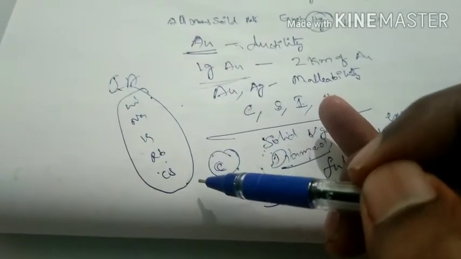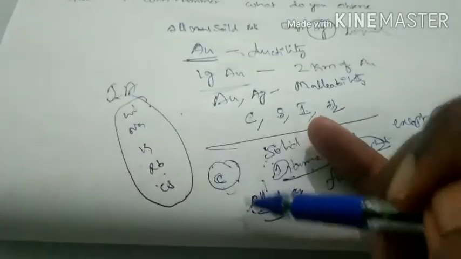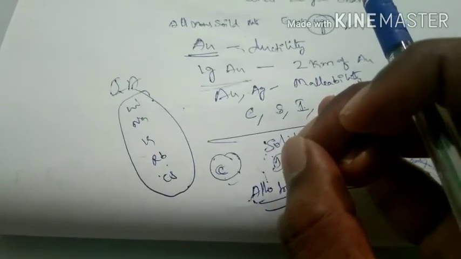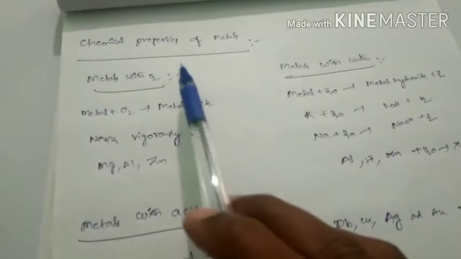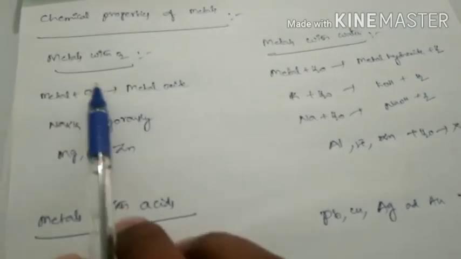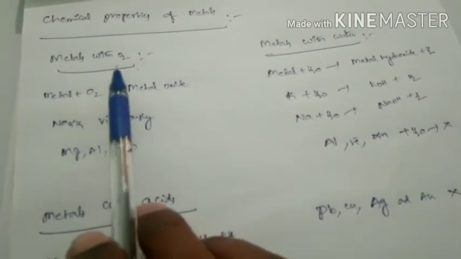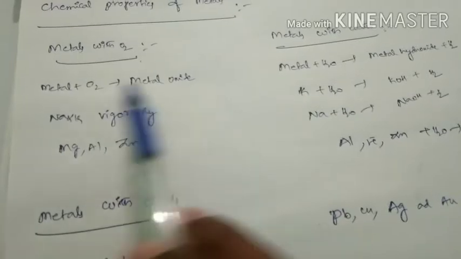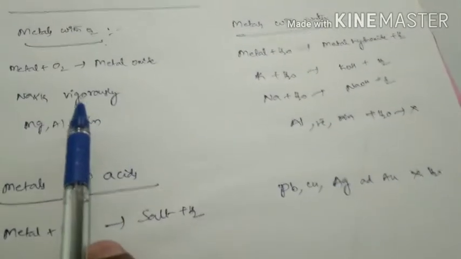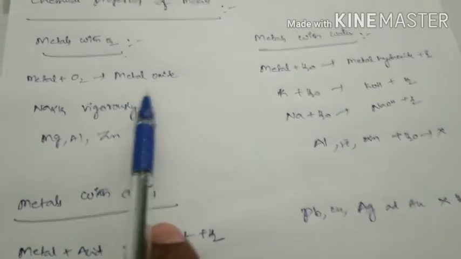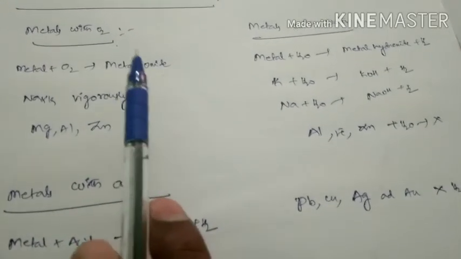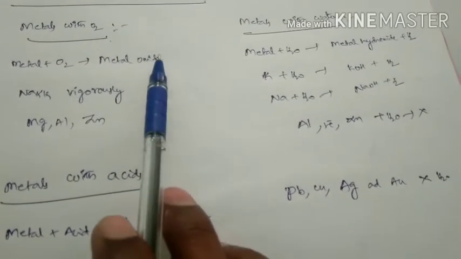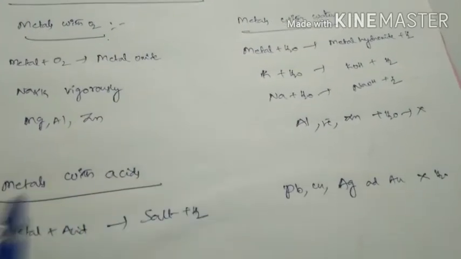So these are the points regarding metals and non-metals. This is the introduction part. Now, chemical properties of metals. First one: when metals react with oxygen in air, metal oxides are formed. These metal oxides have basic nature, because when they react with water, they form hydroxides. That is why all metal oxides are basic in nature.